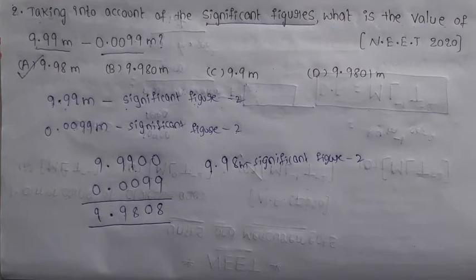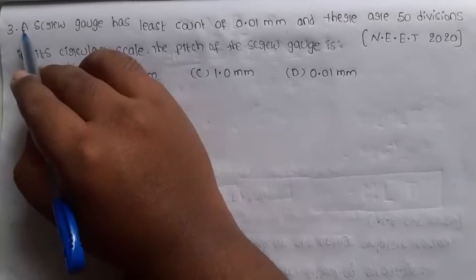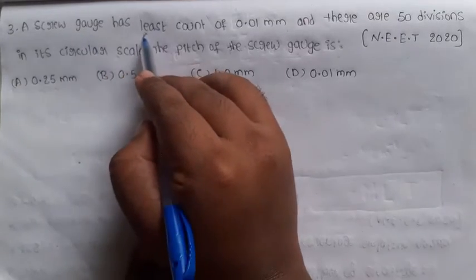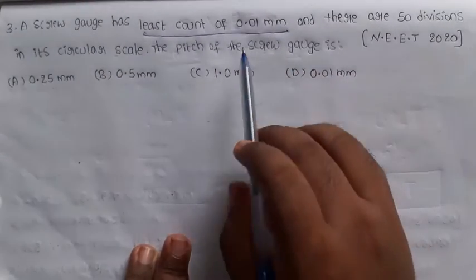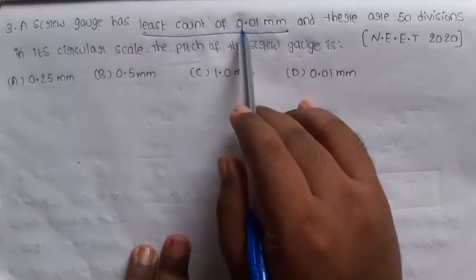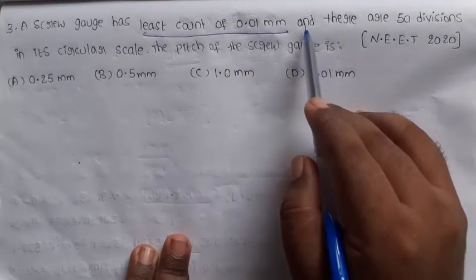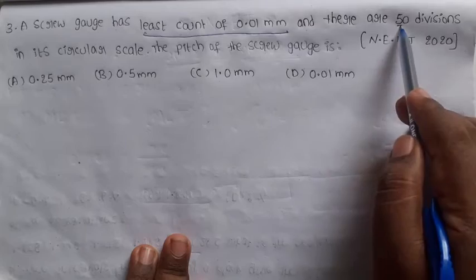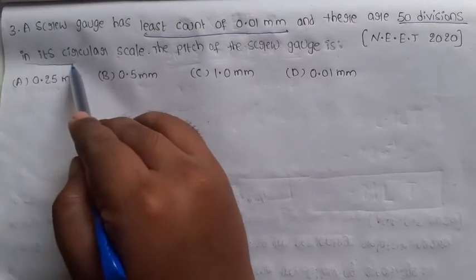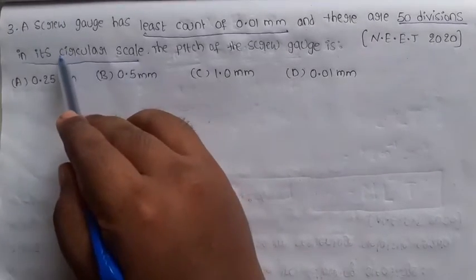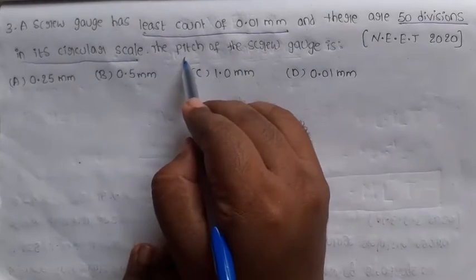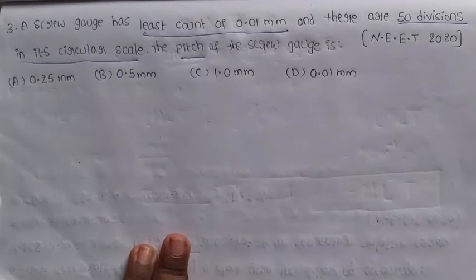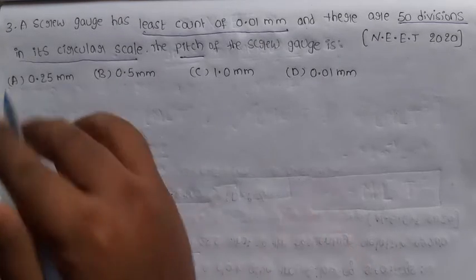Move to next question. Third question: a screw gauge has least count of 0.01 millimeter. So the least count of the screw gauge is given as 0.01 millimeter, and there are 50 divisions in its circular scale. What is the pitch of the screw? So find out the pitch value of the screw gauge. First of all, note down the values.